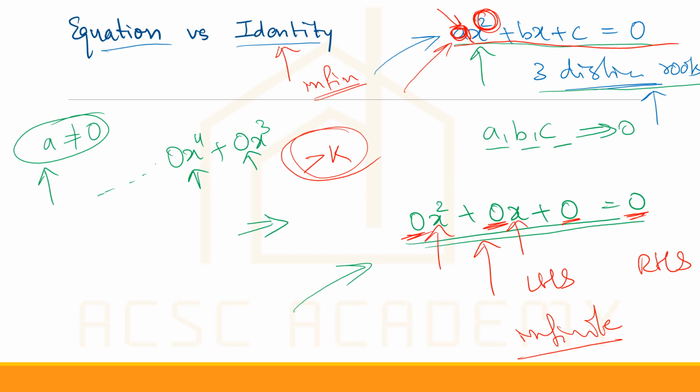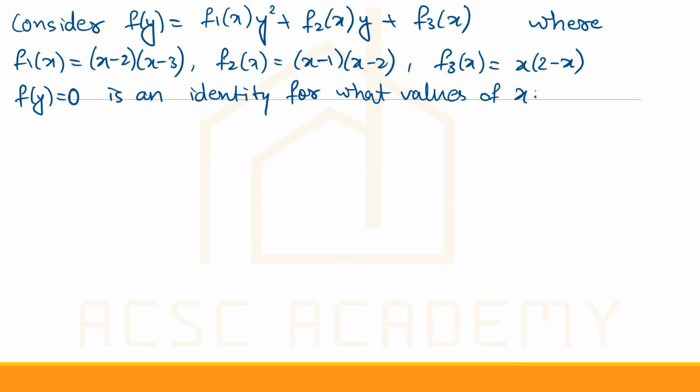So now let us take an example and try to understand with it how we will be able to approach the problems from this topic. In this example, we have been given this equation f of y equal to f1 of x y squared plus f2 of x y plus f3 of x. So seemingly it looks like f of y equal to 0 would be a quadratic in y, with its coefficients being these a, b and c as functions of x.